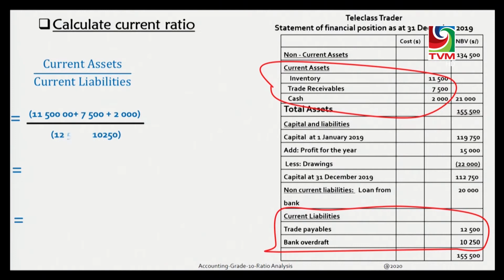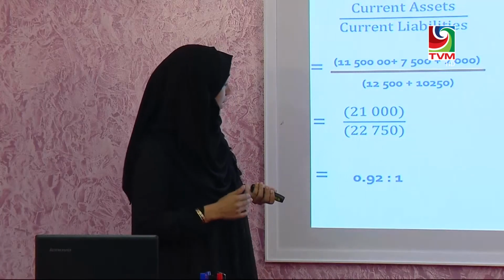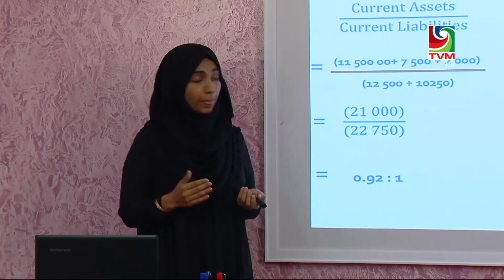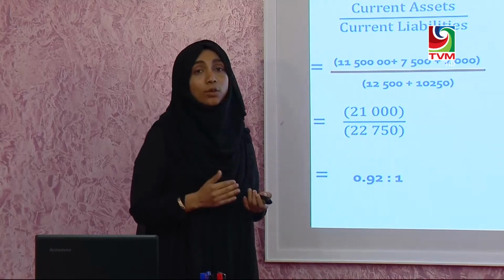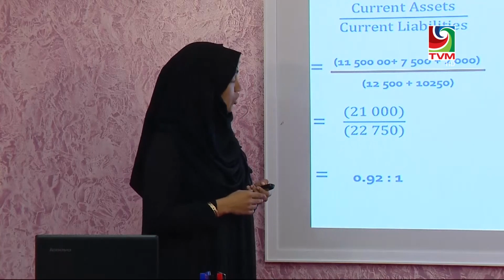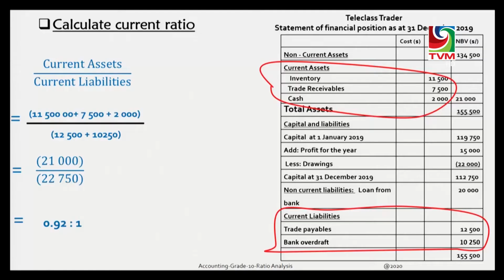10,250. So when we add the total current assets in this business, it is 21,000, and total current liabilities is 22,750. So when we divide current assets by current liabilities, this business's current ratio is 0.92:1, which means that for every $1 of current liability, Teleclass Trader has $0.92 of current assets in order to pay their immediate debts.